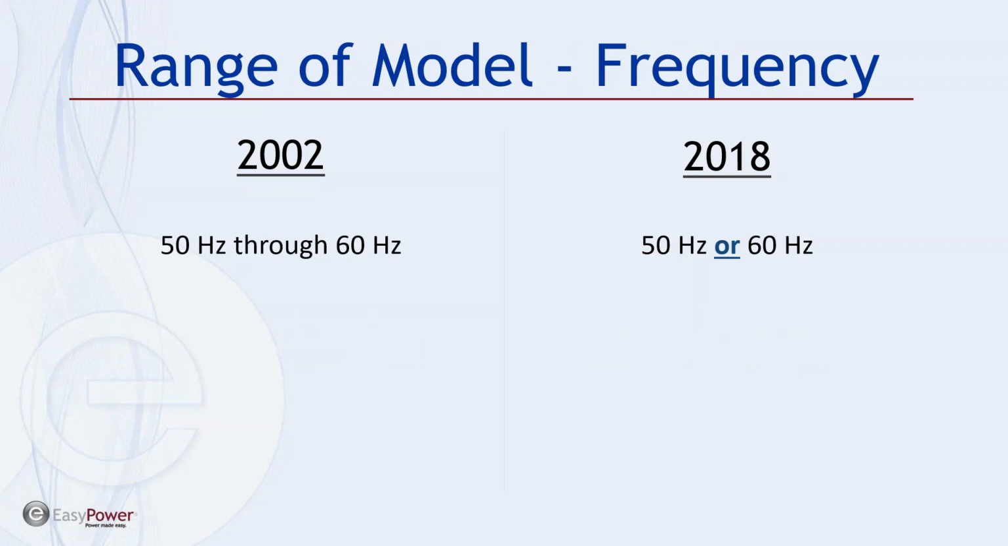Although the verbiage is very similar between the two documents, it was stated in the 2002 standard that the model had the ability to predict the arc flash incident energy over frequencies from 50 to 60 hertz. That's been modified in the current updated standard, and is very specific. The application of the standard is only at 50 or 60 hertz. It doesn't necessarily hold for frequencies beyond those two data points.